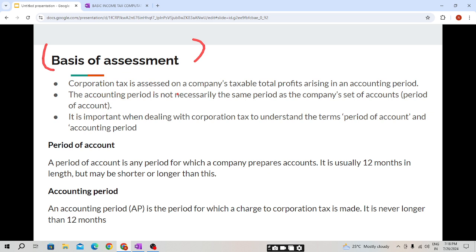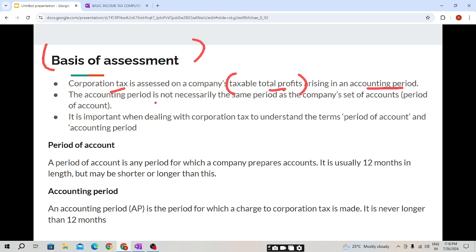Corporation tax is assessed on a company's taxable total profit. So the corporation tax for companies is assessed on the company's taxable total profit arising in an accounting period. Arising in an accounting period. So students, the corporation tax is assessed on the company's taxable total profits arising in an accounting period.